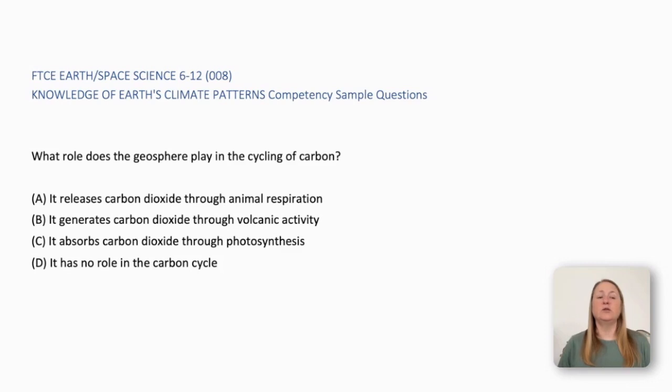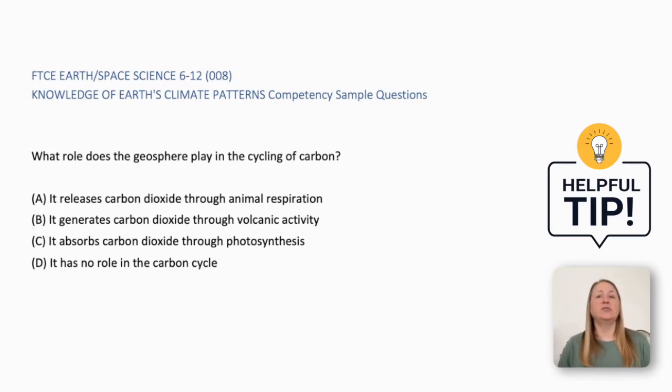What role does the geosphere play in the cycling of carbon? A. It releases carbon dioxide through animal respiration. B. It generates carbon dioxide through volcanic activity. C. It absorbs carbon dioxide through photosynthesis. Or D. It has no role in the carbon cycle.